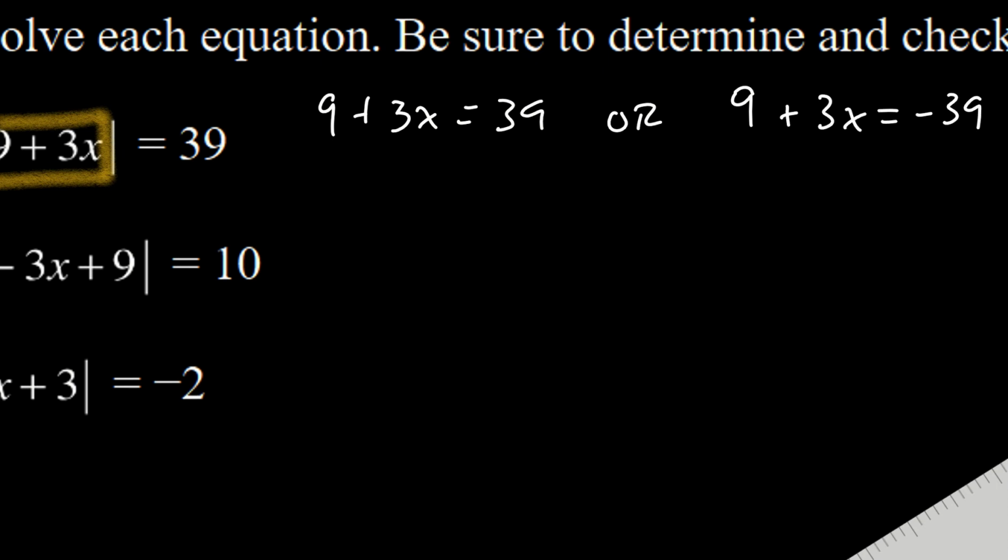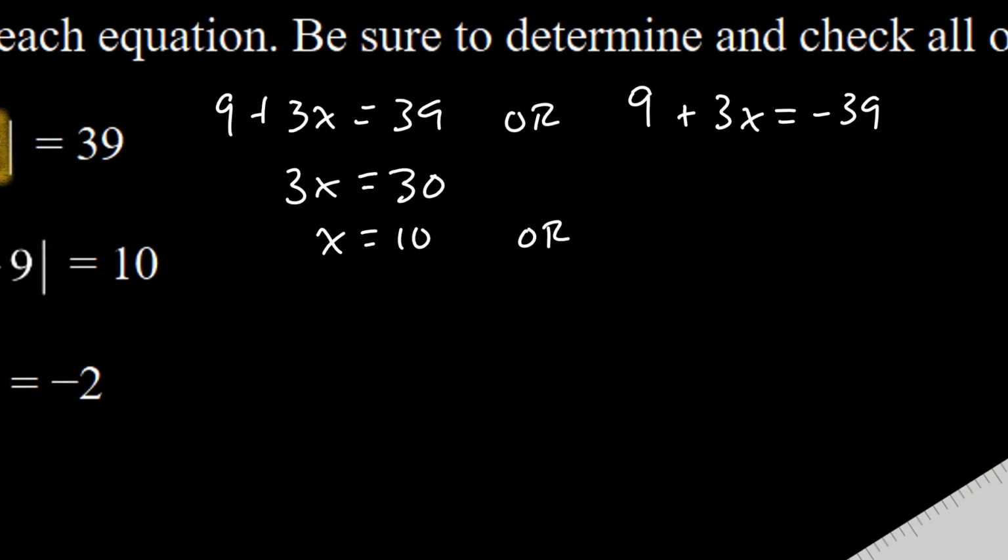Same two steps. I'm going to subtract 9 from both sides. That gives me that 3x is 30. Therefore, x is 10 should be one of my solutions. Or if I take away 9 here, I've got that 3x is negative 48.